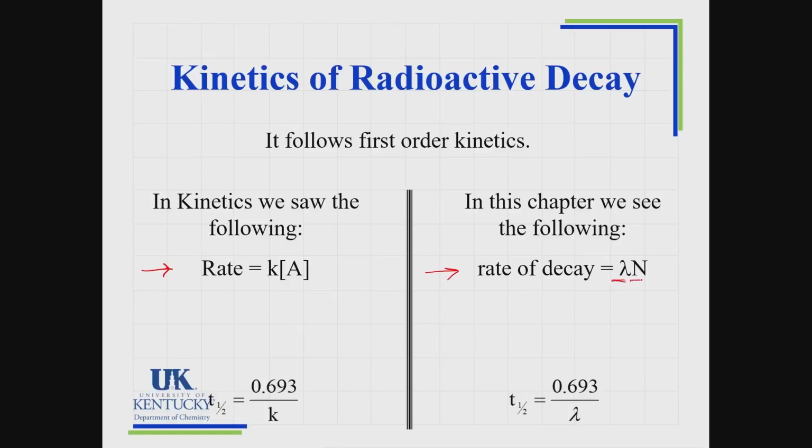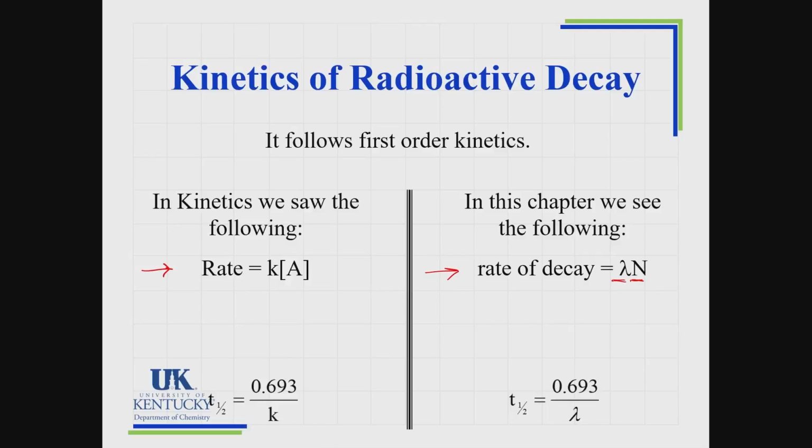And this would be the number of nuclei. That number of nuclei could be an actual number, 5 billion. It could be a mass. It could be in terms of moles. Doesn't matter in terms of what unit it is in. So that is the first thing that we see.